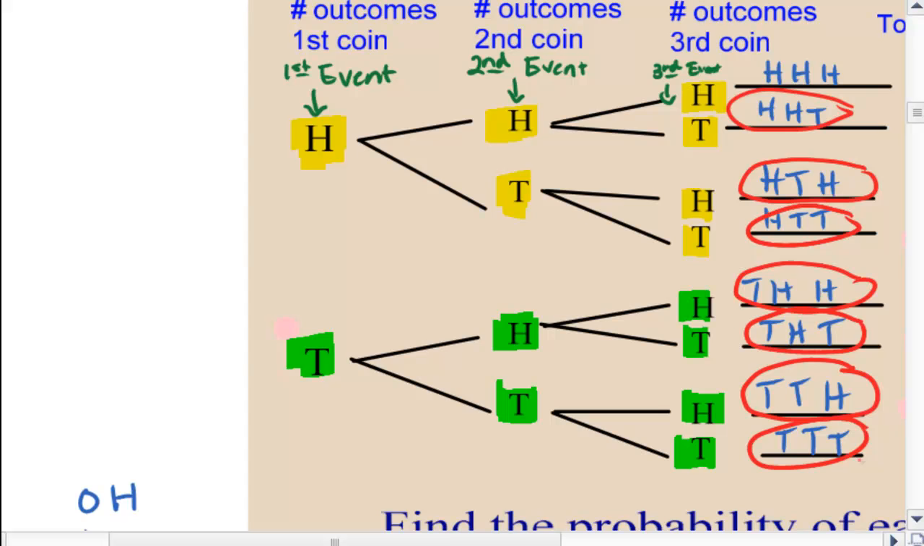There are 7 out of 8 outcomes that have at most 2 heads, either 0 heads as in tails, tails, tails, or 1 or 2 heads. So the only one it wouldn't include is heads, heads, heads.